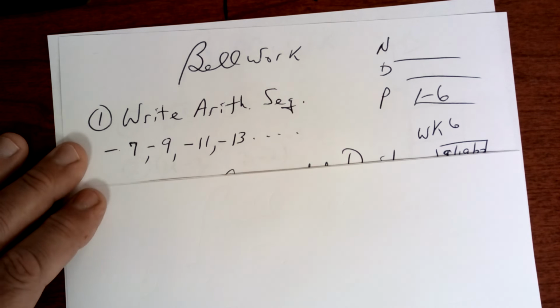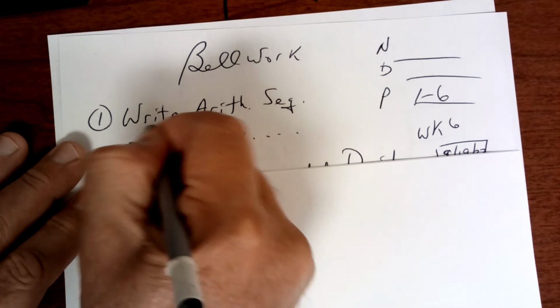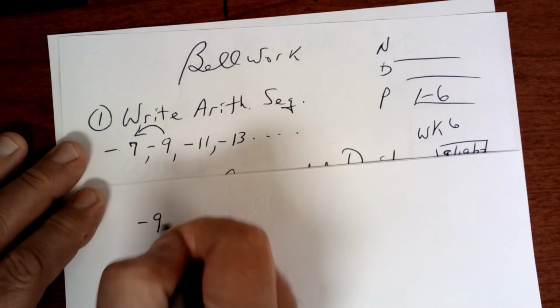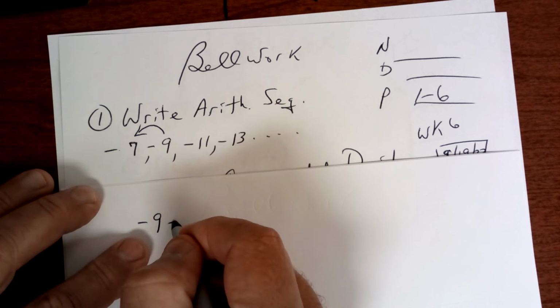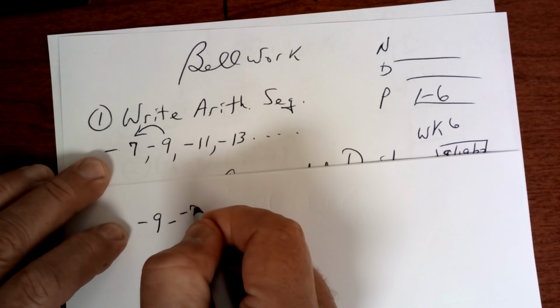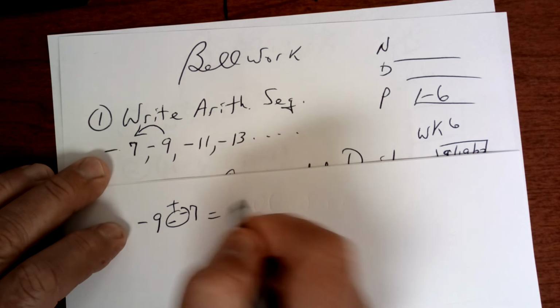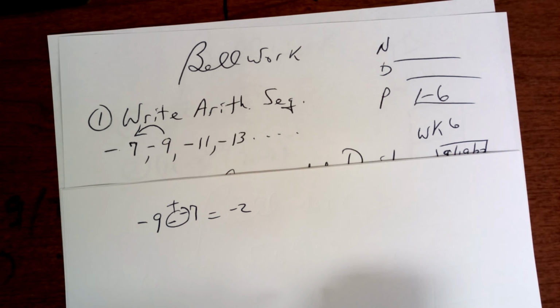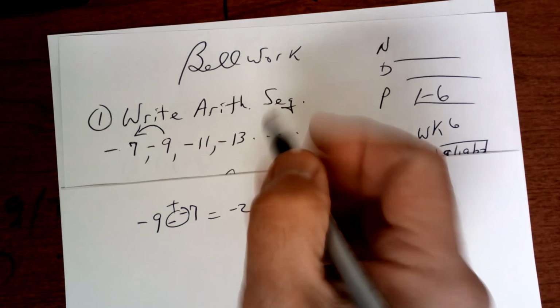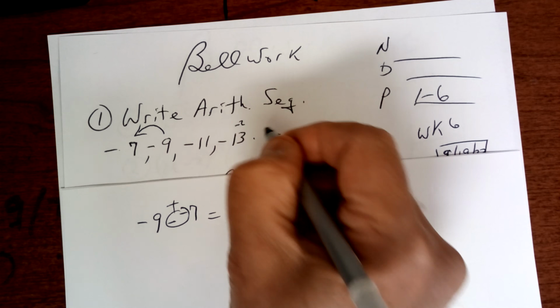This right here, you're going to take the second number, -9, minus the first number, which happens to be a negative. That becomes a plus. So the common difference is a -2. And you can see that the next number would be a -15.